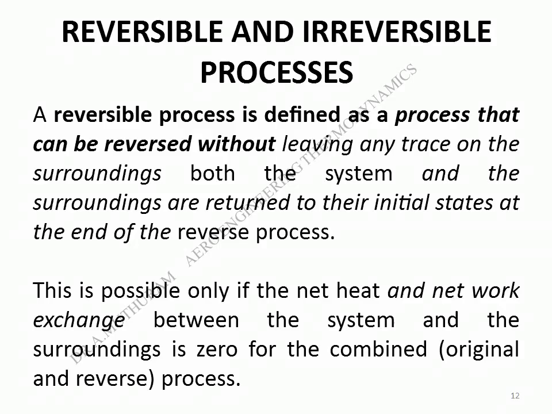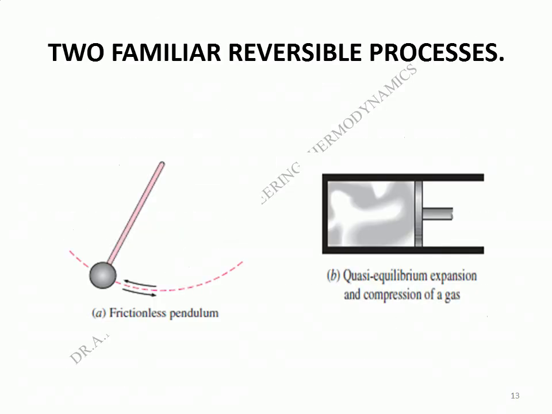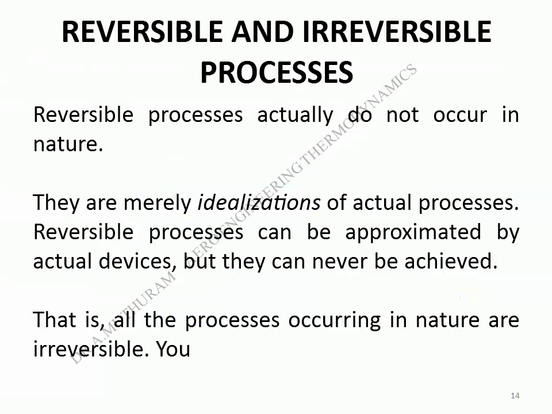Two familiar reversible processes. Reversible and irreversible processes. A reversible process is defined as a process that can be reversed without leaving any trace on the surroundings. Both the system and the surroundings are returned to their initial states at the end of the reverse process. This is possible only if the net heat and net work exchange between the system and the surroundings is zero for the combined original and reverse process.